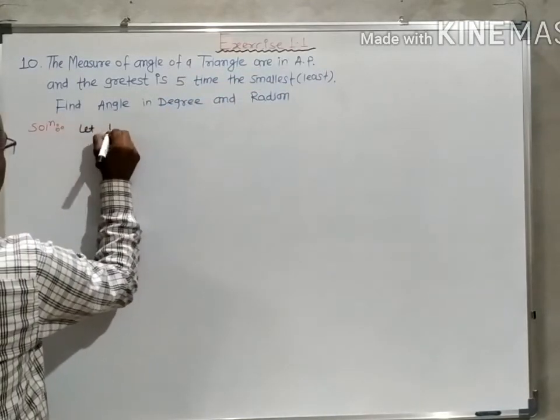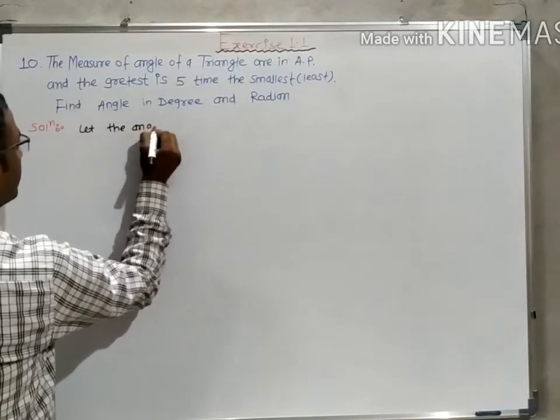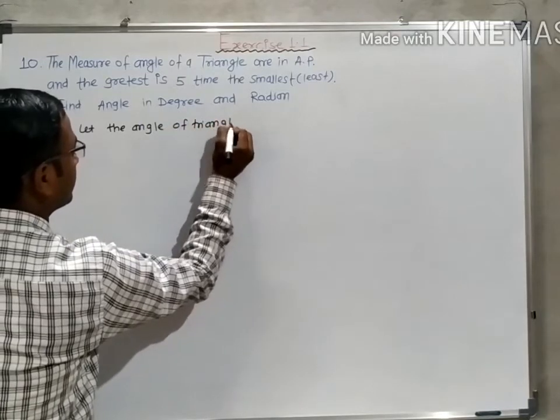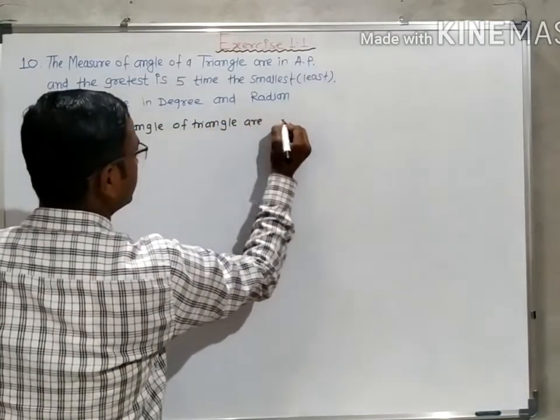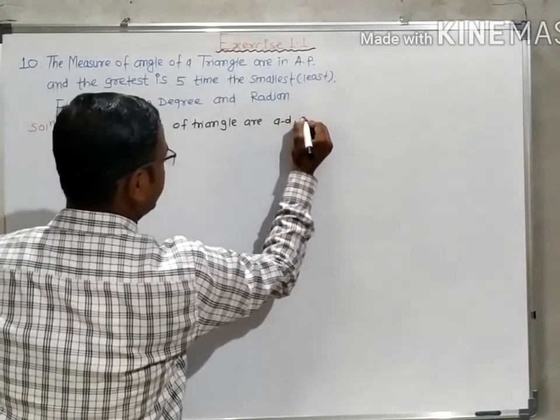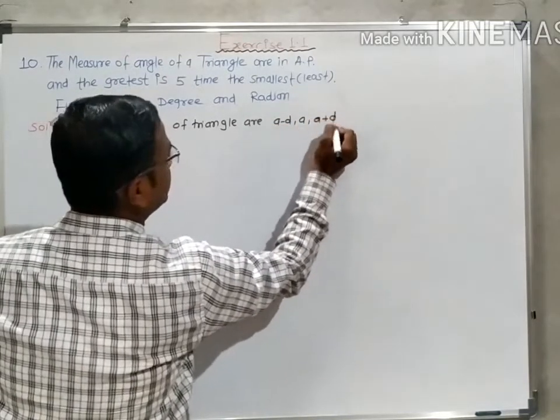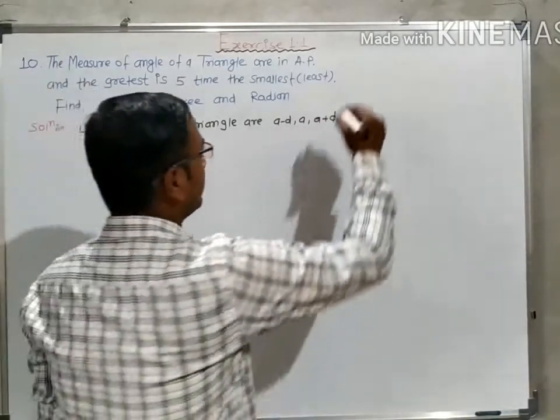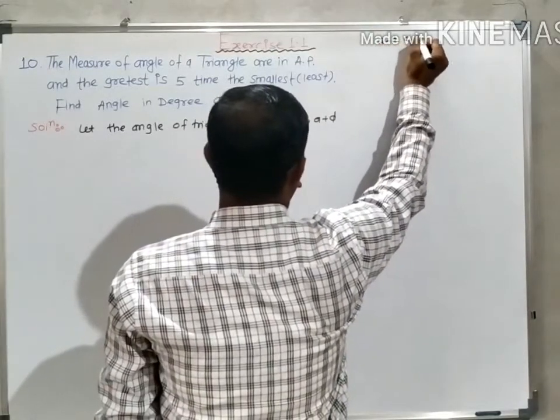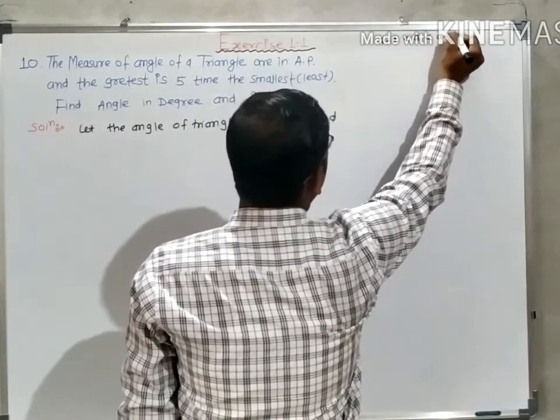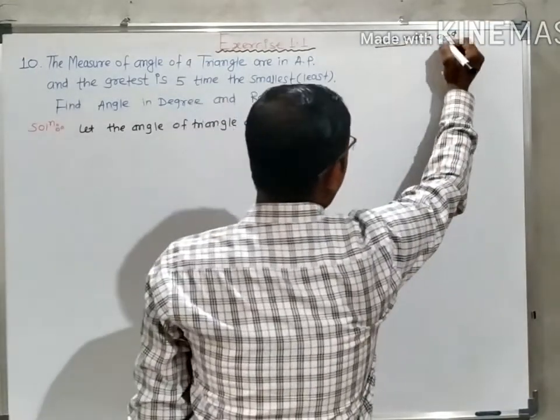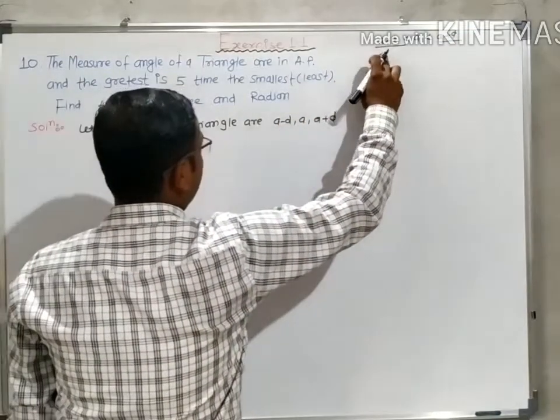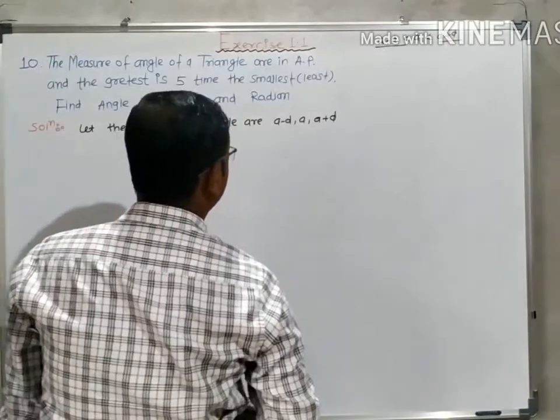Solution. Let the angles of the triangle be A minus D as the first angle, A as the second angle, and A plus D as the third angle. So it is A minus D is less than A is less than A plus D. So A minus D is the smallest angle and A plus D is the greatest angle.